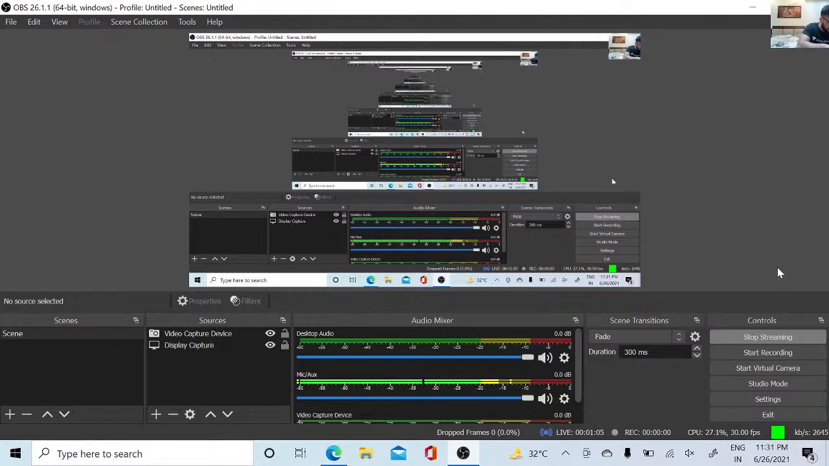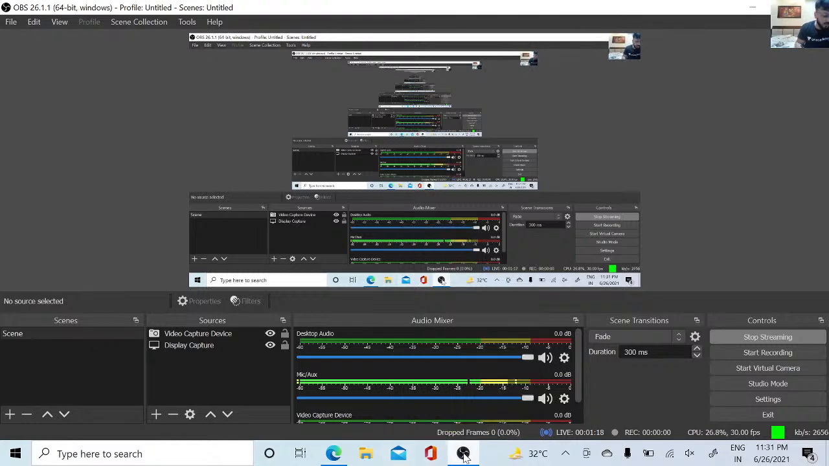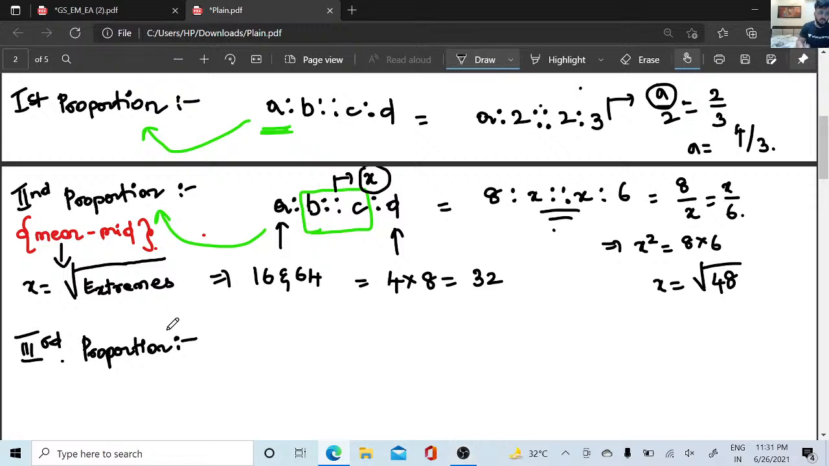Okay, fine guys, finally we are connected. I'm really sorry. Actually right now I'm not at my home. I am out of station, so that is the reason I have to connect with my mobile hotspot every time. Okay, so second proportion we finished.